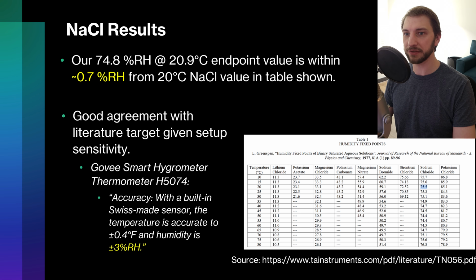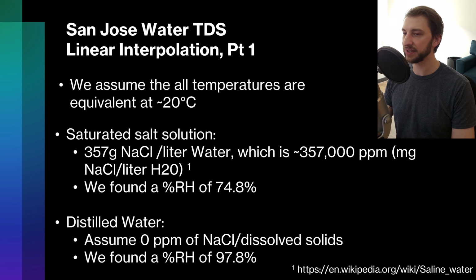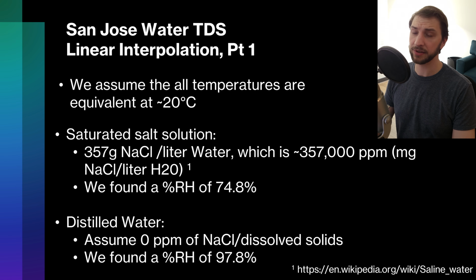Let's start looking at if we can calculate our unknown. We know what the answer is supposed to be, because the city of San Jose has already calculated it for us in their water reports. Now, can we calculate that value? Let's do a linear relationship to see if we get 430. For simplicity, we'll just assume that all the temperatures we collected were at 20 degrees Celsius. Saturated salt solution, 357,000 parts per million, which we found a percent relative humidity of 74.8. And then we have the distilled water, where we're assuming it has 0 parts per million of any dissolved solids in it, and we found a percent relative humidity of 97.8%.